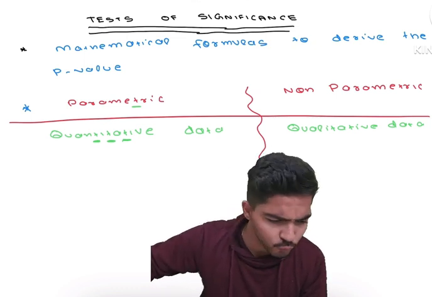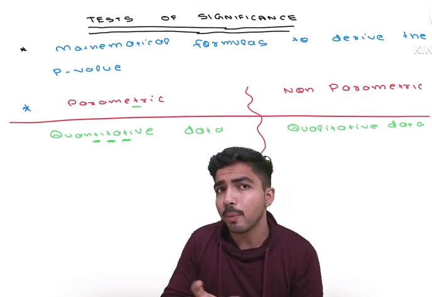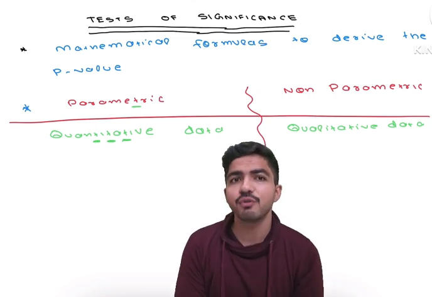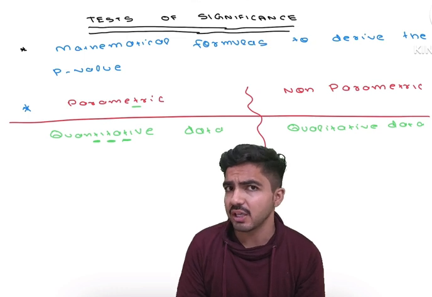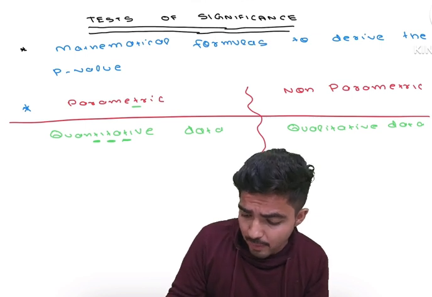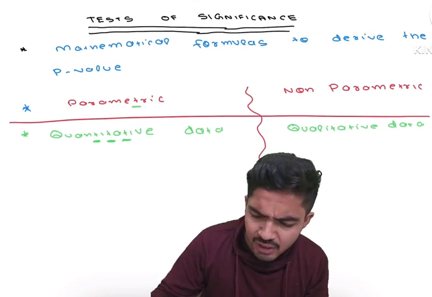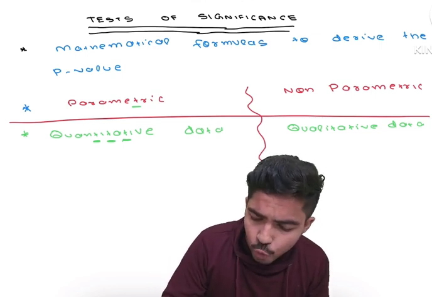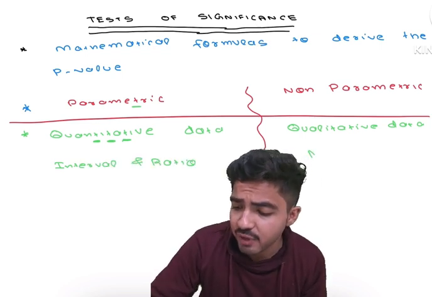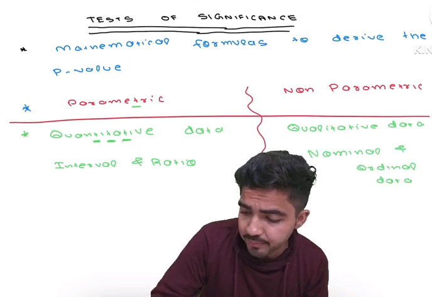So what is the difference between quantitative and qualitative data? For a more detailed explanation on what is quantitative data and what is qualitative data, I have already told you in my previous video, but for the sake of completion I will tell you something here also. Quantitative data includes interval and ratio. Qualitative data includes nominal and ordinal data.